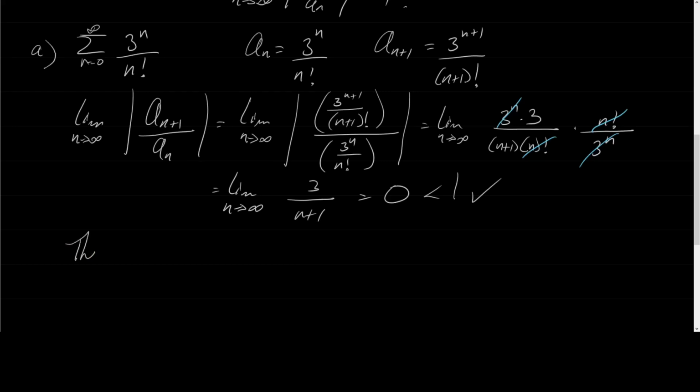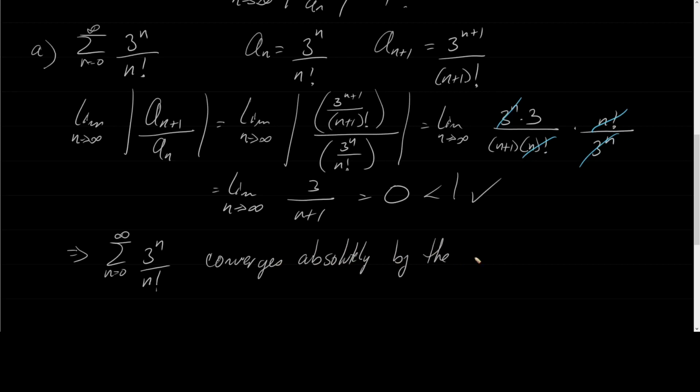So the series, and so this tells us now that the series from n equals 0 to infinity of 3 to the n over n factorial converges absolutely by the ratio test. All right.